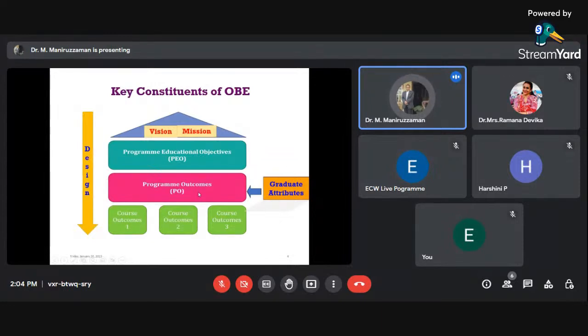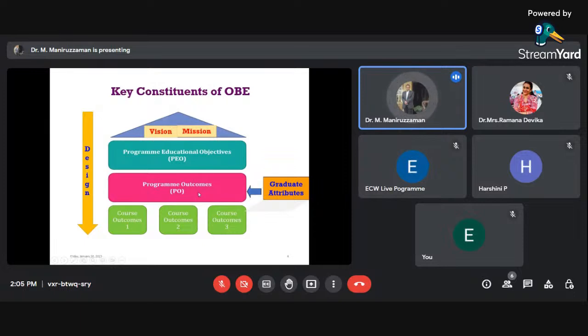A program may have many different courses, 10, 12, 20, 30, or 40 courses, and every course has some outcomes. Course outcomes are also called course objectives or intended learning outcomes, and the course objectives constitute the program objectives or program outcomes. And this is a visual design of outcome-based education.